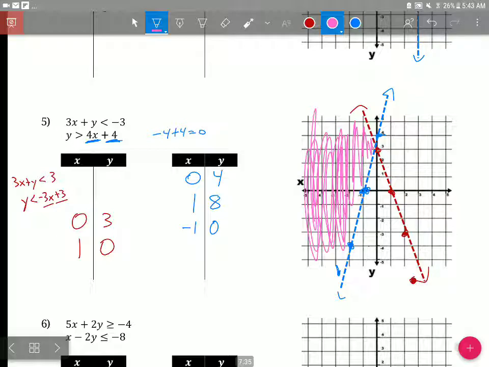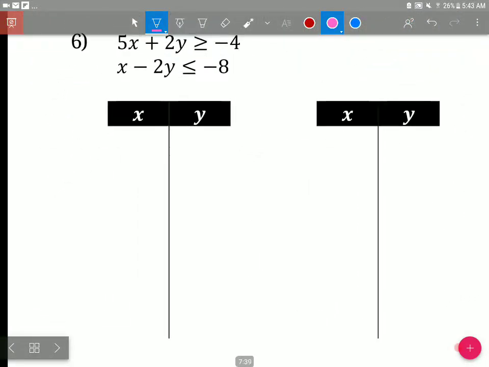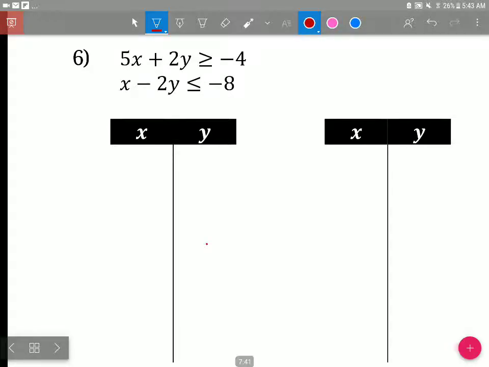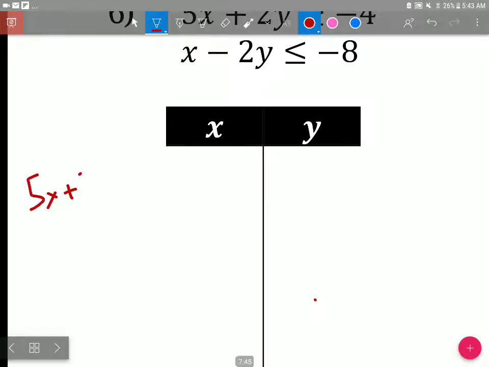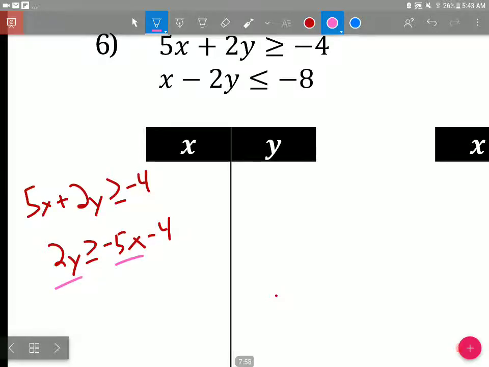All right, last but not least. This one, oh, we got to solve for both of them. So let's just start with brown. We got 5x plus 2y greater than or equal to negative 4. So move the 5x, that's 2y greater than or equal to negative 5x. Divide everything by 2. Yay! Something other than a 3 in the denominator. Y greater than or equal to negative 5 halves x minus 2.